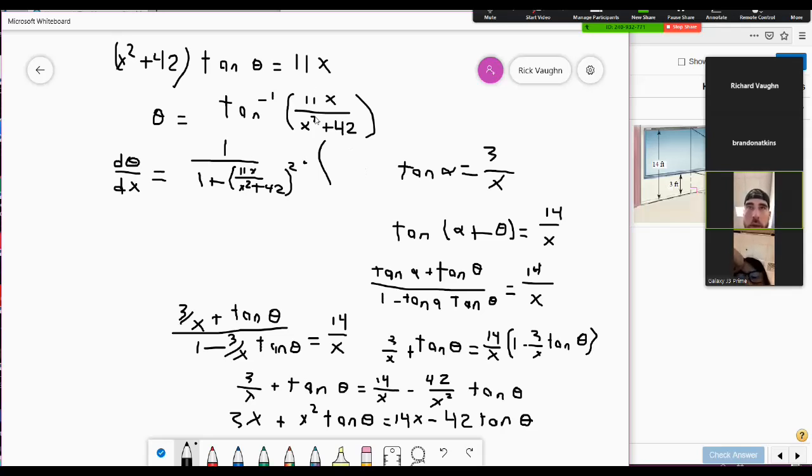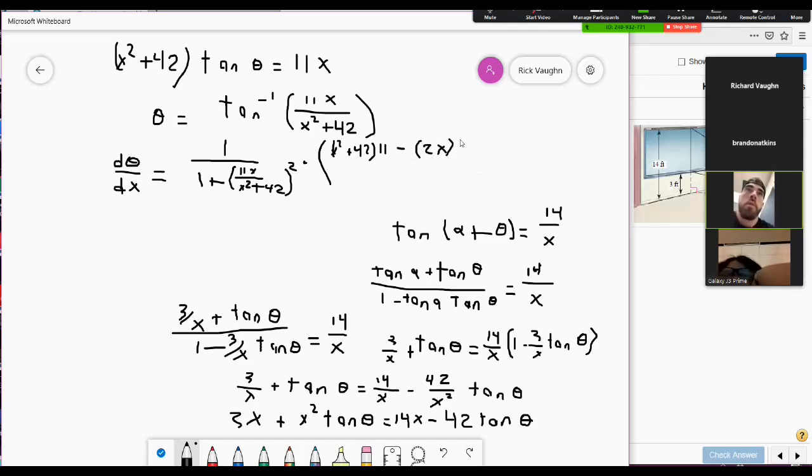the bottom times the derivative of the top. So it's x squared plus 42, whole thing times 11. And then minus the derivative of the bottom, which is 2x, times the top, which is 11x. And all of that over the bottom squared. And I want to set this all equal to 0.